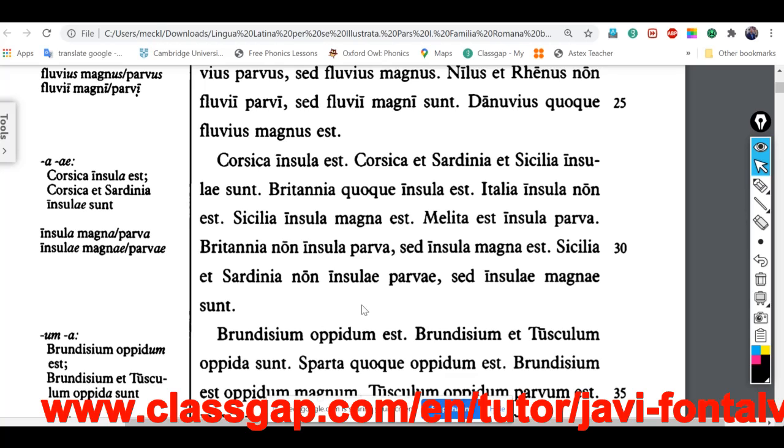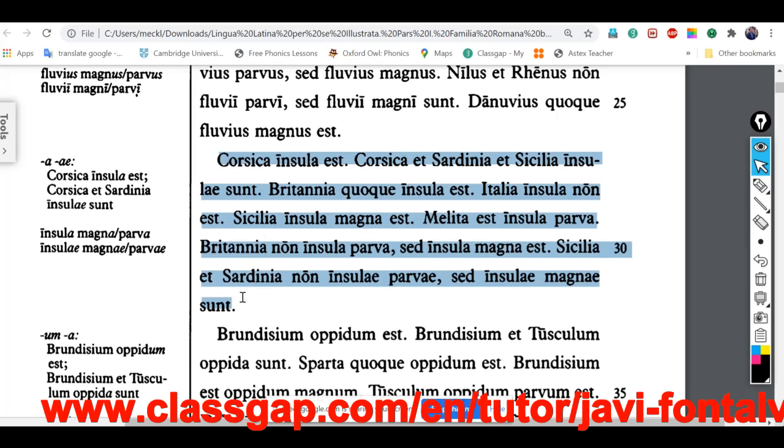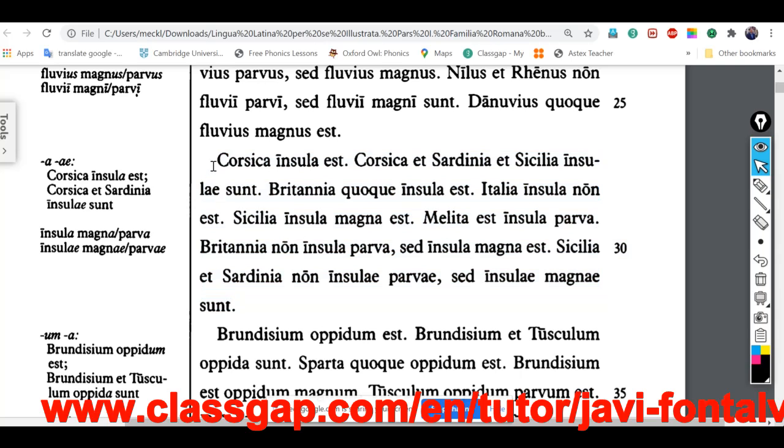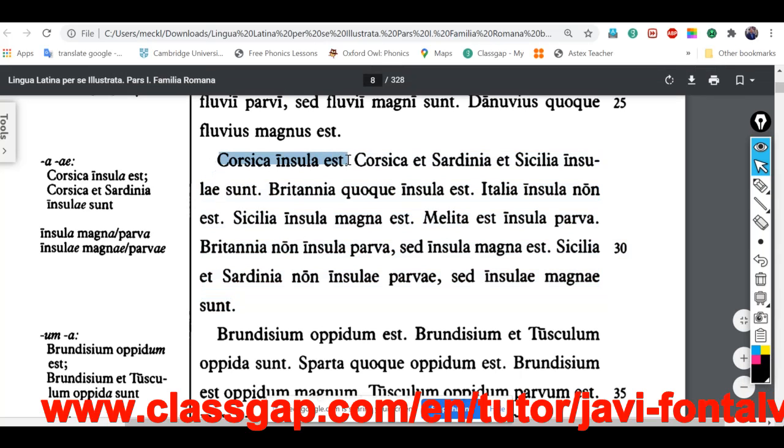By the way, in ecclesiastical pronunciation, this one will change a little bit. For example, you will say Sicilia, parvae, or magnae. It will sound more like Italian. But here I'm using restored classical pronunciation, like the pronunciation of the Romans, okay? Anyway, so what does this mean, Corsica insula est?